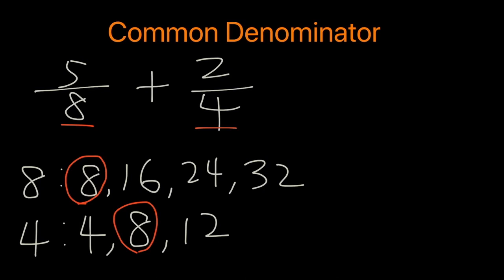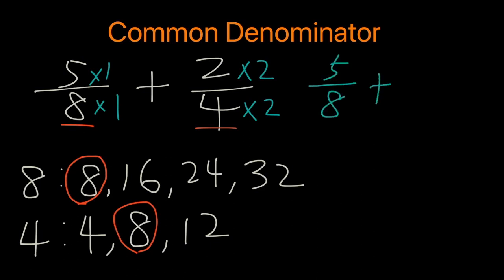So I'll go ahead and times this by 1, and when you times the denominator by 1, you need to times the numerator by 1 as well. And for 4, we need to times that by 2, and 4 times 2 becomes 8, and the numerator also needs to times by 2. Okay, so we can rewrite this as 5 over 8 plus 2 times 2 is 4, 4 times 2 is 8.